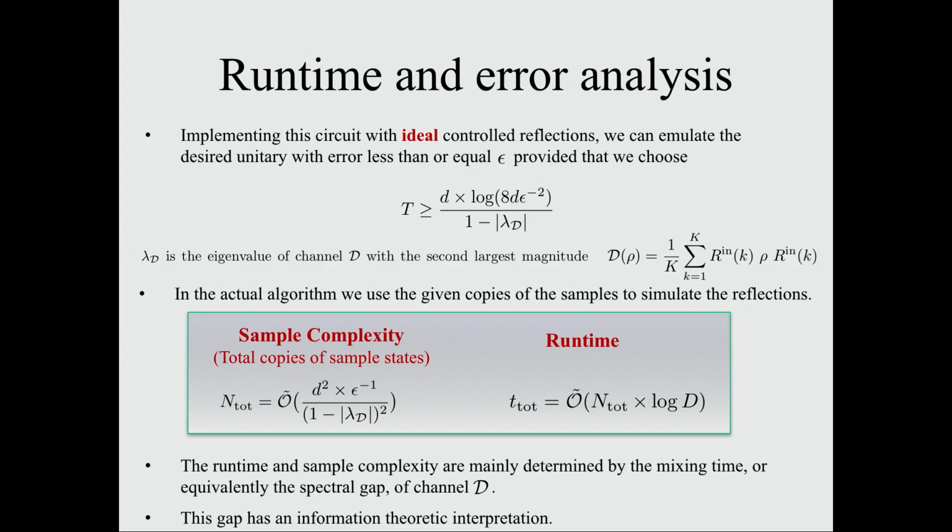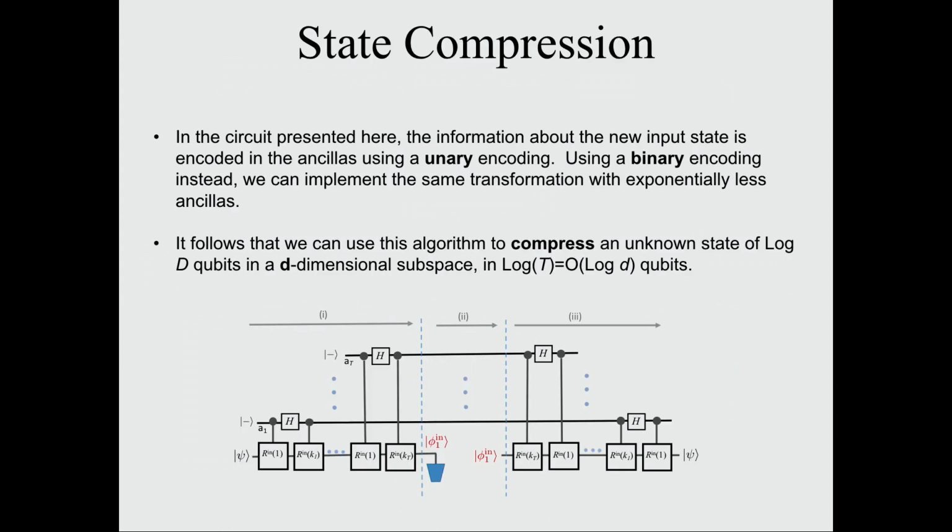Okay. So the last thing I want to say is a state compression algorithm based on this idea, which is one of the applications of this. In the version of the algorithm that I presented to you, it's not efficient in terms of the number of ancillary qubits that I use. The reason I chose this to present is that it's easier to understand, but it's not necessarily the most efficient one. It's actually exponentially bad in terms of the number of qubits.